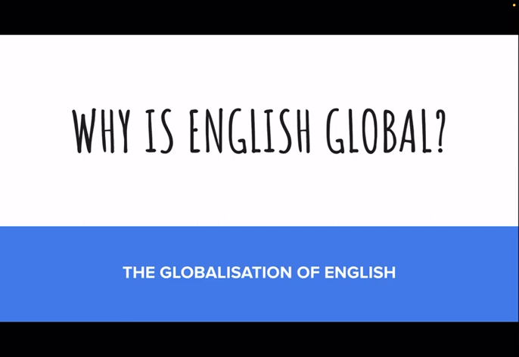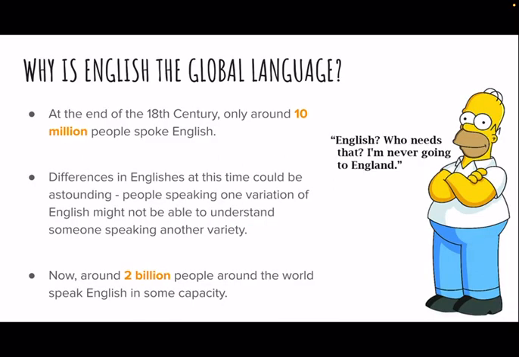Alright, why is English global? We're going to talk about the globalization of English and why it is so widespread. At the end of the 18th century, only around 10 million people spoke English. Differences in Englishes at this time could be astounding. People speaking one variation of English might not be able to understand someone speaking another variety. Now, around 2 billion people around the world speak English in some capacity.